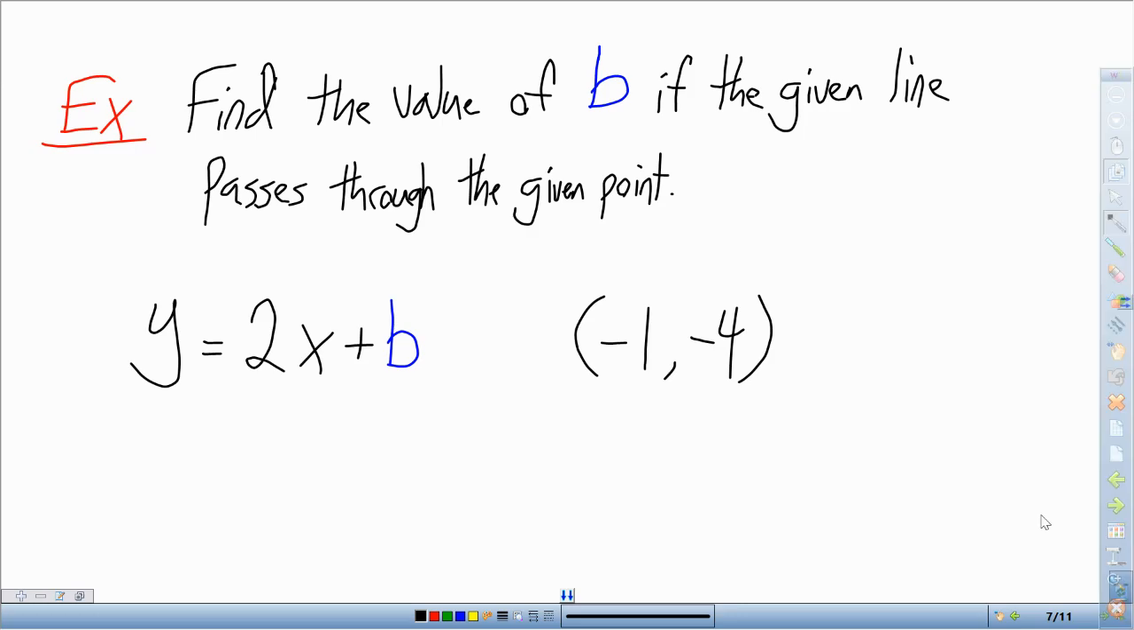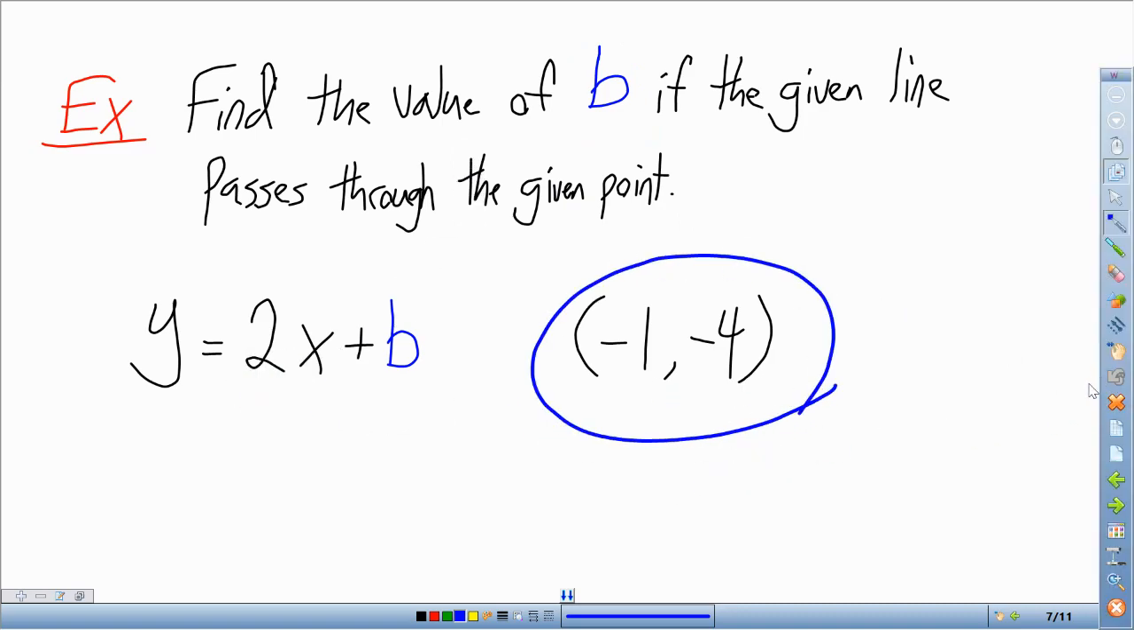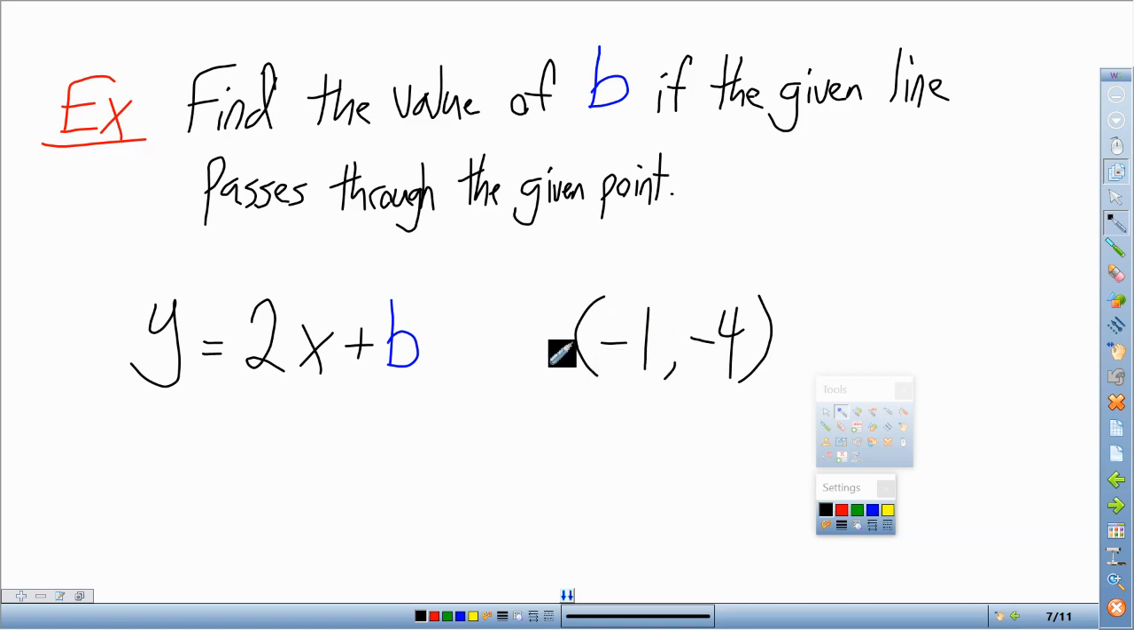On this problem, notice it's asking almost the same thing. The only difference is this time, instead of finding the slope, we're finding b, the y-intercept of a line. So again, what is the y-intercept of the line that goes through this point? To figure that out, we're going to plug this point into our equation and solve for b. Let's go ahead and do it.